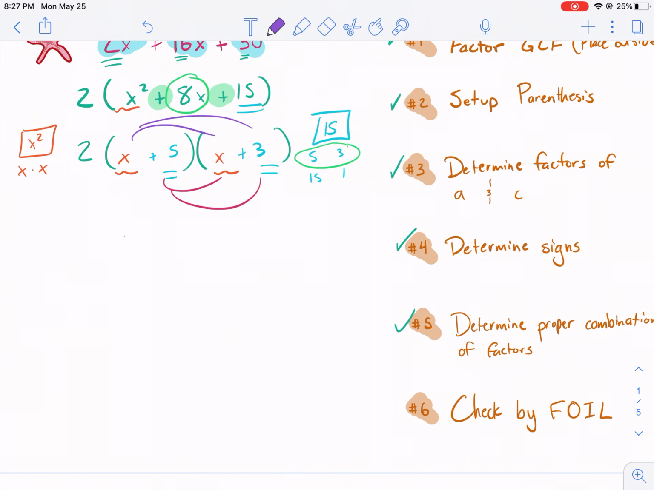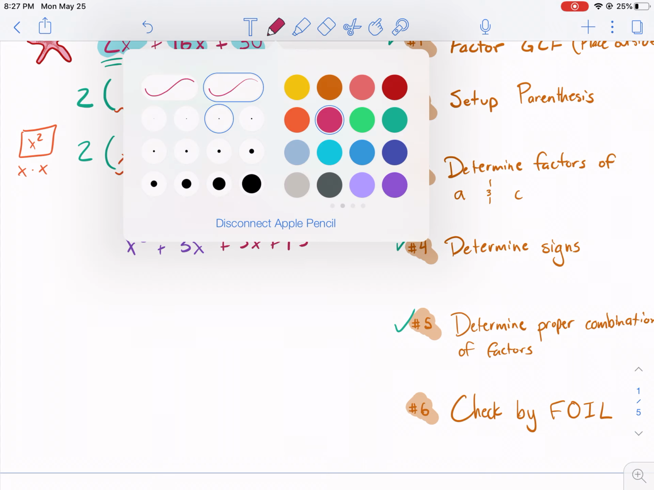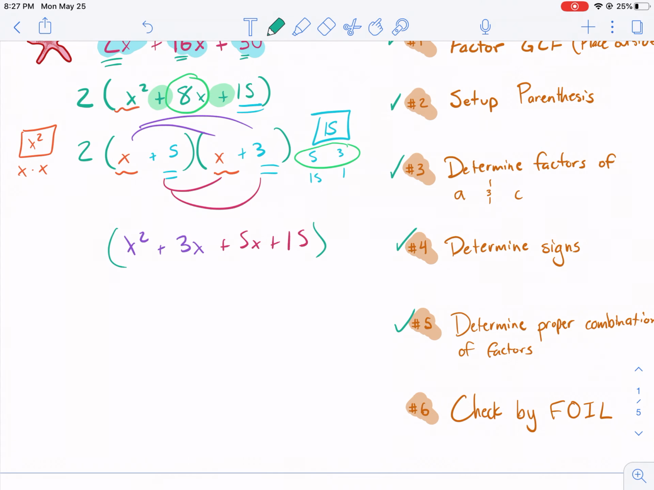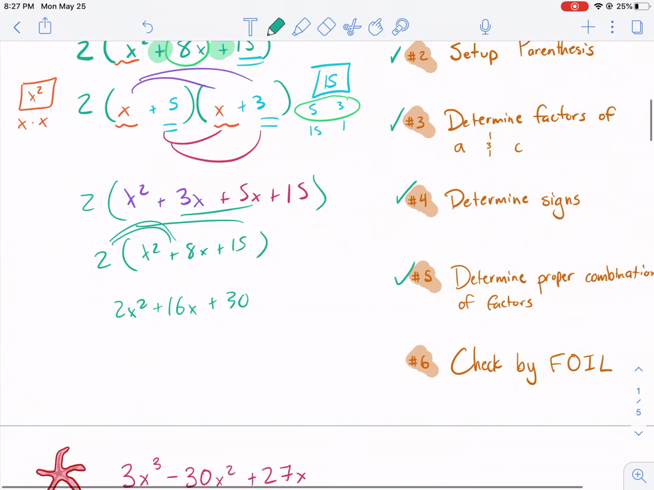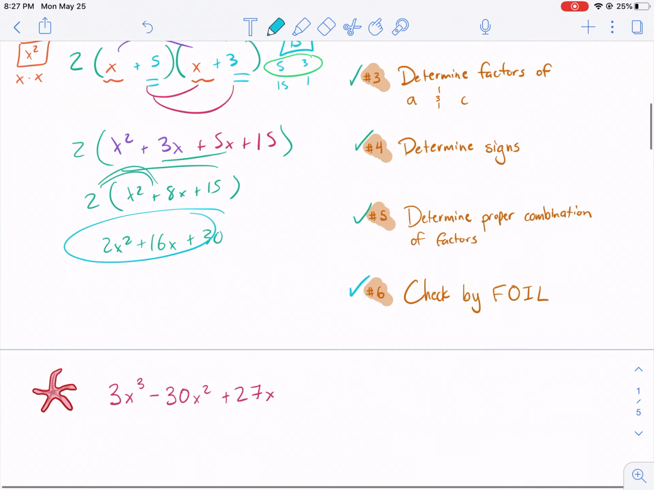So we have x times x gives me x squared. 3x. 5 times x gives me 5x. Plus 15. Don't forget, we still have the parentheses with the 2 out in front. We're going to combine like terms. We have x squared plus 8x plus 15. We have the 2 out in front, so we're going to distribute that. We get 2x squared plus 16x plus 30. Is that what we started with? It sure is. So we know we did this correctly. We're done. Excellent work.